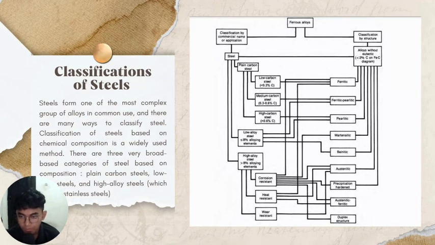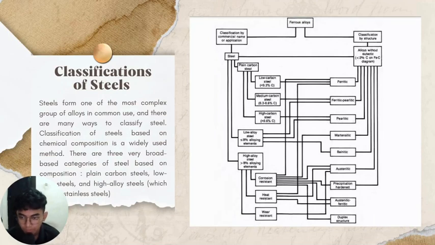and there are three very broad-based categories of steel based on composition. The first one is plain carbon steel. The second is low alloy steel. The third is high alloy steel. However, it is important to point out that steels are classified in many other ways.